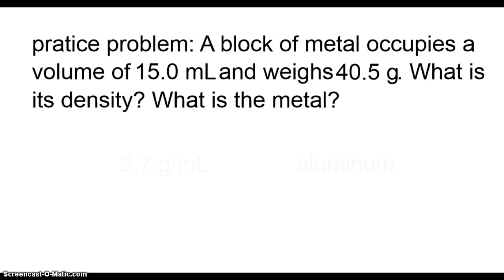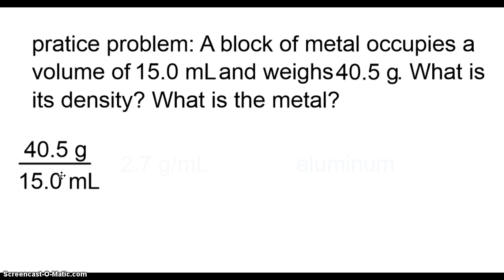So here's a practice problem. We've got a block of metal that occupies a volume of 15 milliliters, weighs 40.5 grams. So what is its density? What's the metal? Well, our formula is density is equal to mass over volume. So our mass is this guy here in grams, and we're going to put that over our volume. Now volume is in milliliters, so we're going to pull that down there.